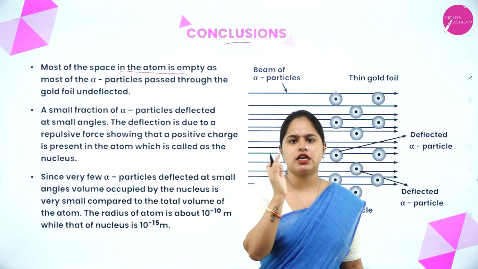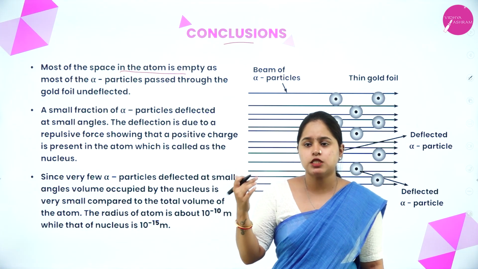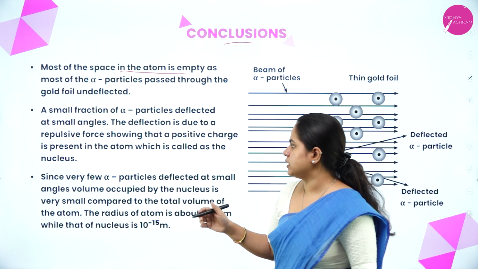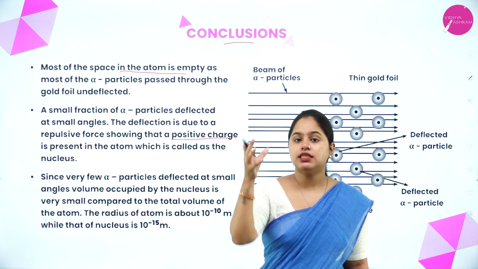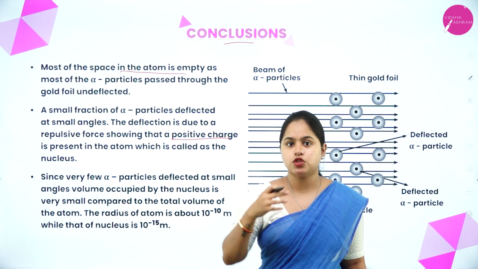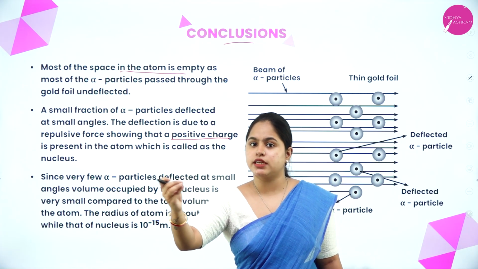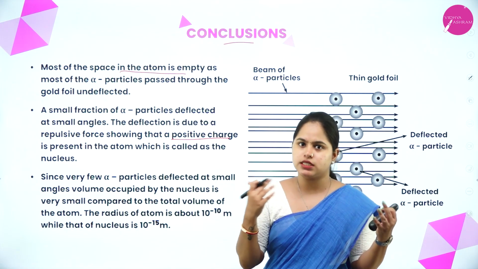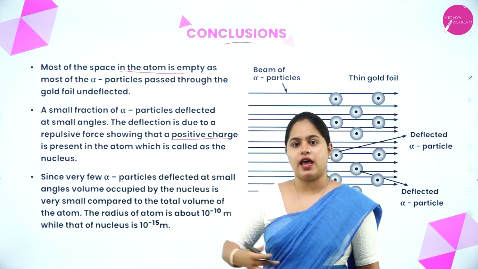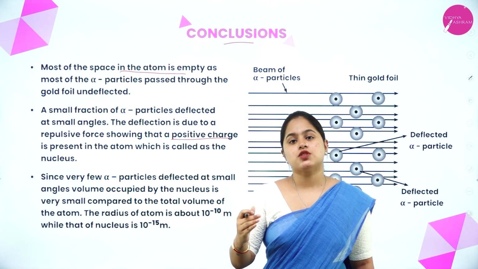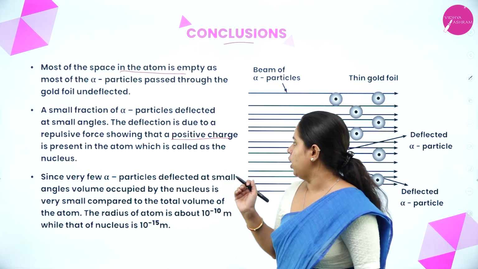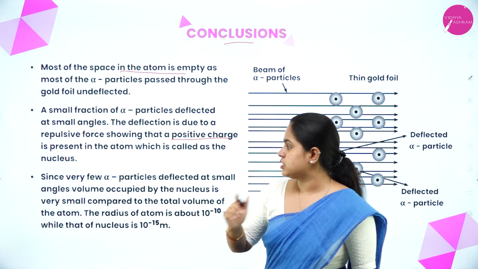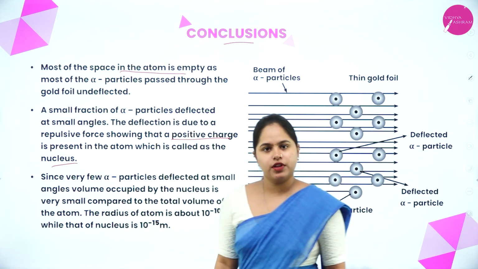A very small fraction of them is deviating at small angles because they are coming close to some repulsive force. That is, a positive charge is present somewhere inside the atom, so that once your alpha particles reach close to it, they start deviating from there, right? You know positive charges repel, right? So a repulsive force will act and your alpha particles will start deviating at small angles. So that positively charged area is called your nucleus, right?